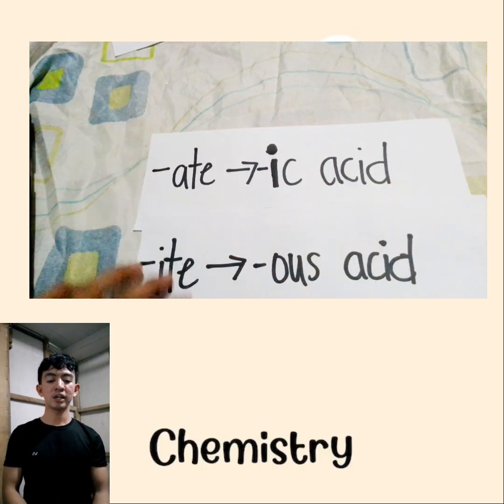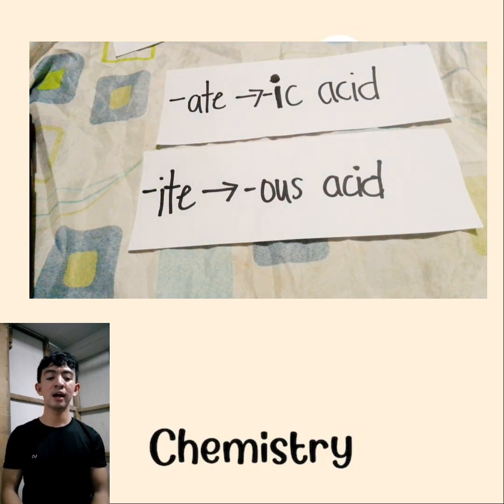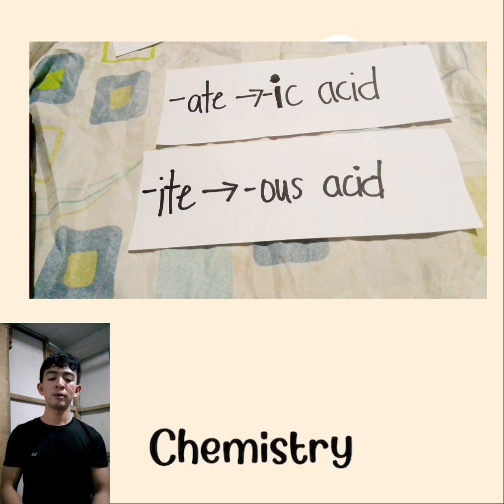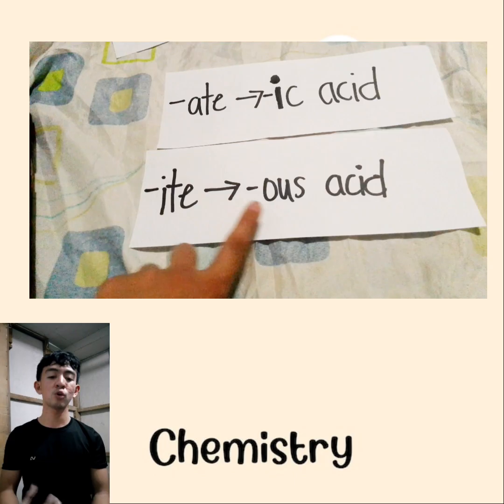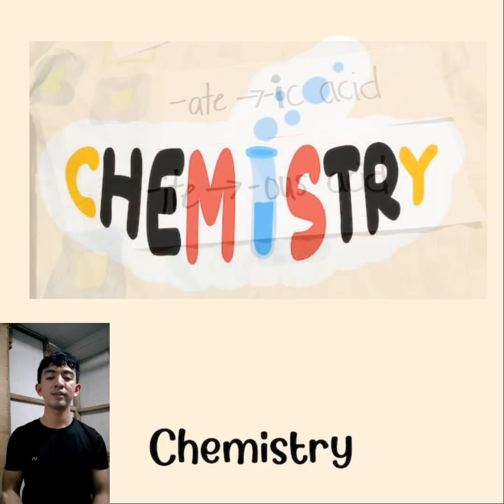So for example, if the polyatomic ion has an ending ATE, then you need to change the ATE into IC acid while also keeping the base name of the anion. Meanwhile, if the anion has an ending of ITE, then you're going to change the ITE into OUS acid to name the acid compound while also keeping the base name of the ion. So these are the rules of naming acids.